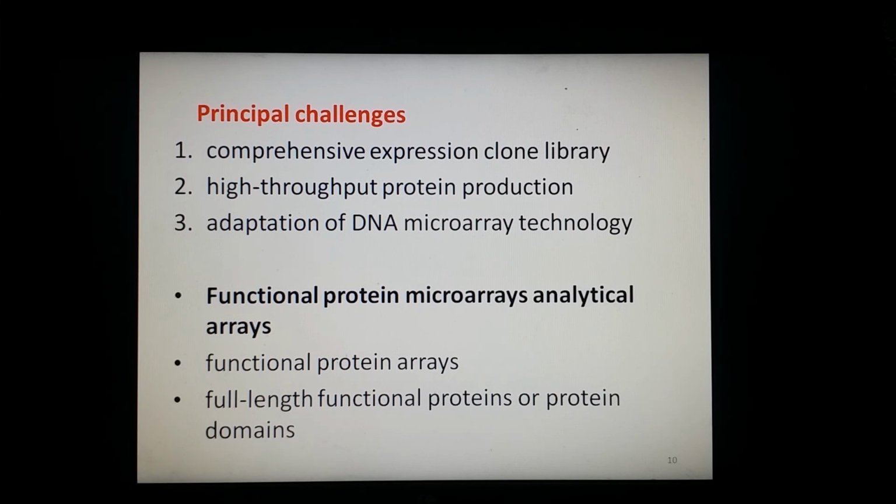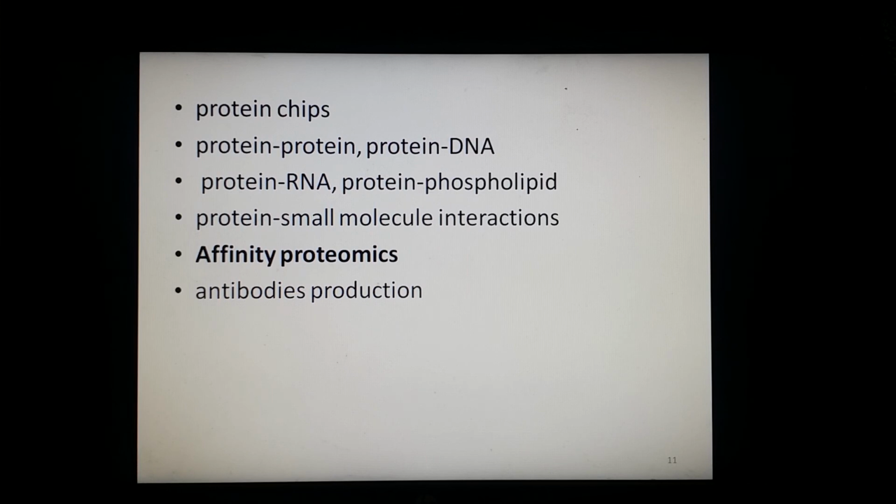Functional protein microarrays differ from analytical arrays in that they are composed of arrays containing full length functional proteins or protein domains. These protein chips are used to study the biochemical activities of an entire proteome in a single experiment, and to study numerous protein interactions such as protein-protein, protein-DNA, protein-RNA, protein-phospholipid, and protein-small molecule interactions. Now companies have introduced protein arrays that aim not only at proteomic analysis but also functional analysis of proteins.